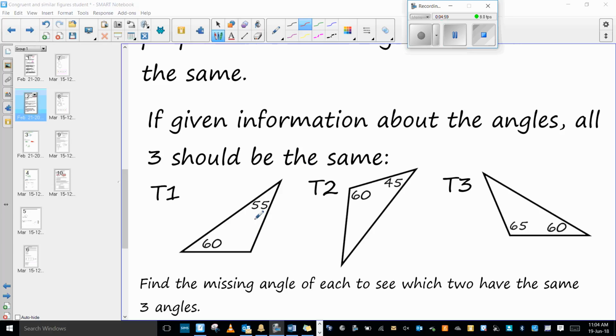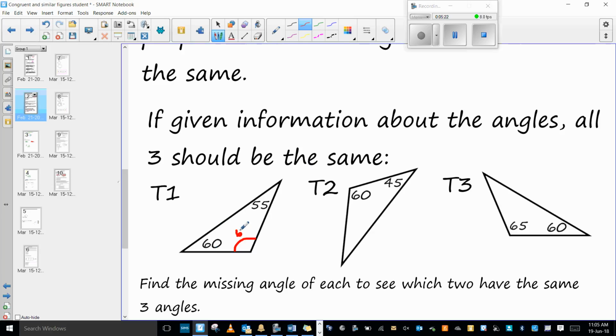So we've got 55 and 60 here. What does that make when we add those two? 115. And so what would this angle here be? 65. There you go.